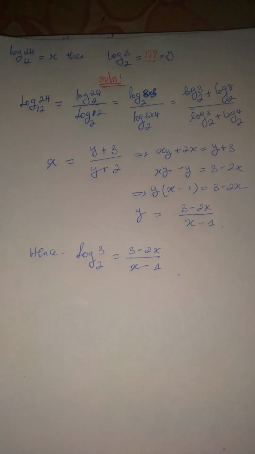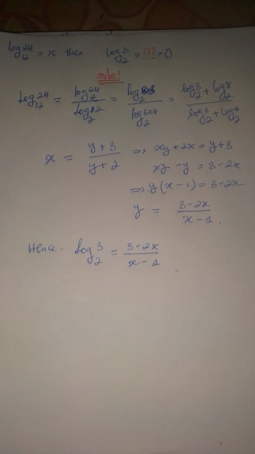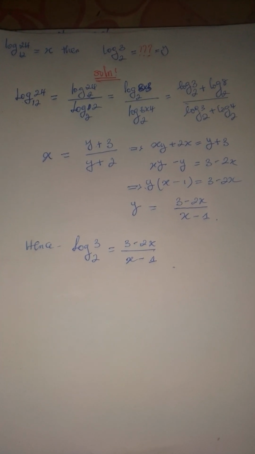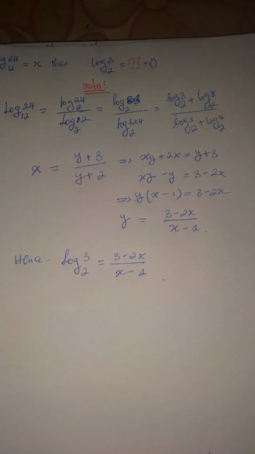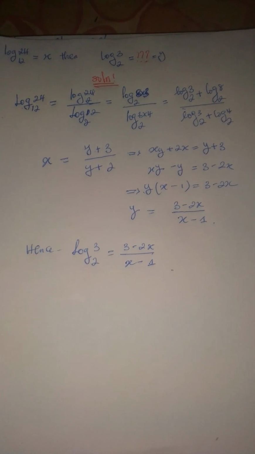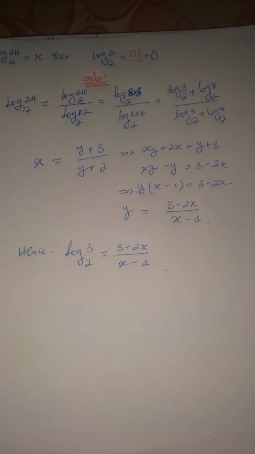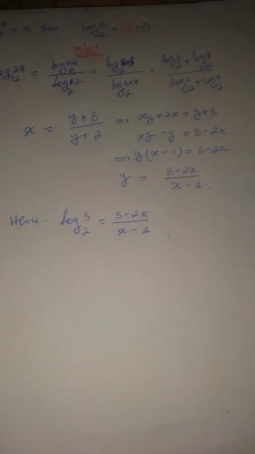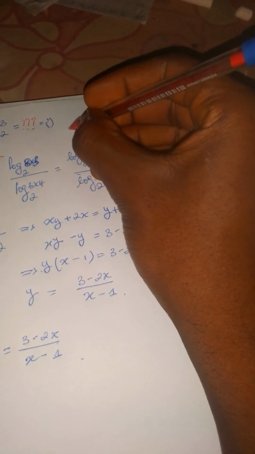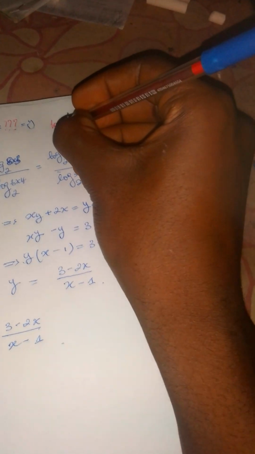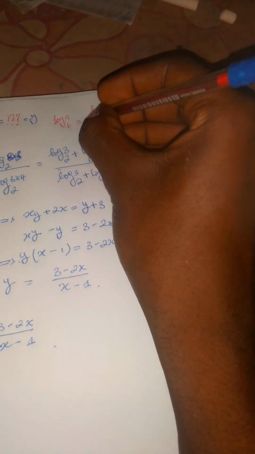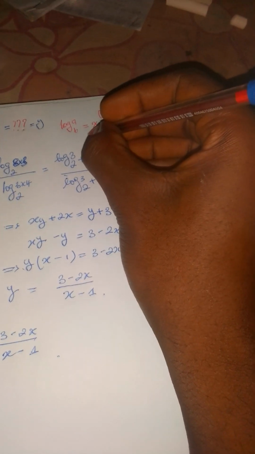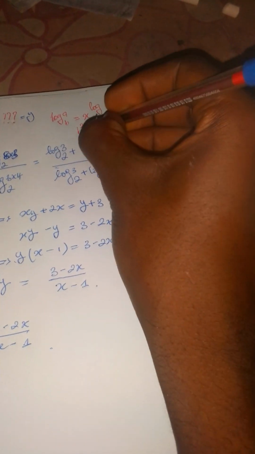Now the logarithm of 24 base 12, since we want to work in base 2, we change the base to base 2. Taking the property that the logarithm of a base b is equal to x, this can be written as b to the power x equals a.